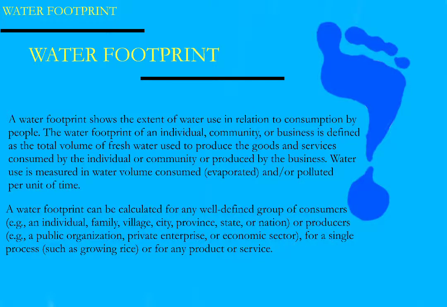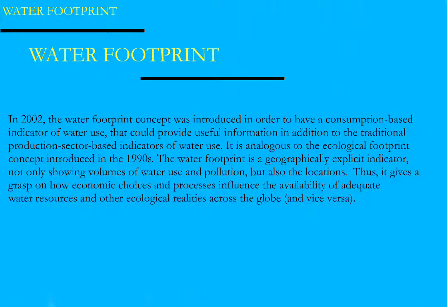In 2002, the water footprint concept was introduced in order to have a consumption-based indicator of water use that could provide useful information in addition to the traditional production sector-based indicators of water use. It is analogous to the ecological footprint concept introduced in the 1990s. The water footprint is a geographically explicit indicator, not only showing volumes of water use and pollution, but also the locations. Thus, it gives a grasp on how economic choices and processes influence the availability of adequate water resources and other ecological realities across the globe and vice versa.